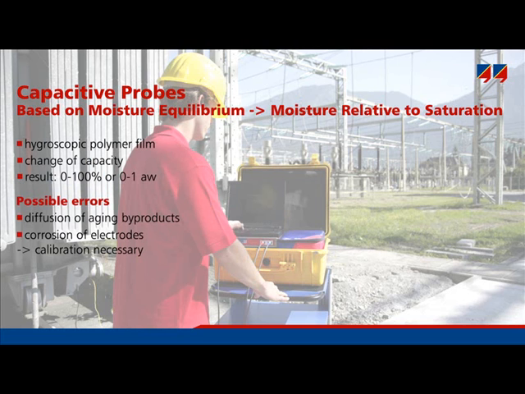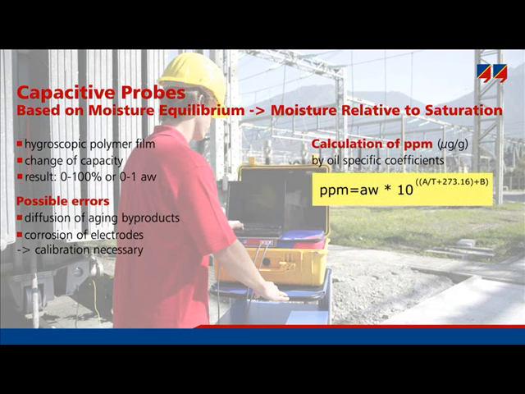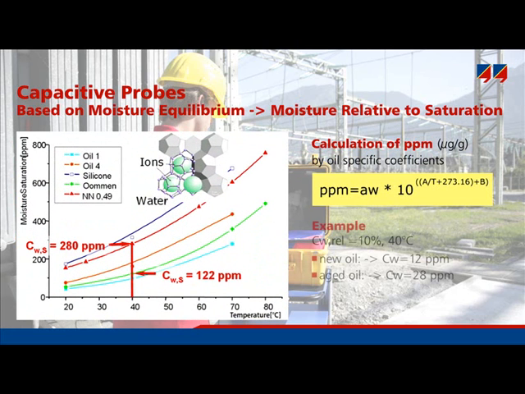For historic reasons, the transformer operators wanted to use ppm, that is, moisture content, to indicate moisture in oil. Thus, the manufacturers of these capacitive probes delivered equations to calculate ppm for moisture saturation. Nevertheless, this is valid only for the specific oil to which the probe is calibrated. Different oils will have different water solubility. So the probe should be calibrated to each of the individual oils in order to get the right moisture content.